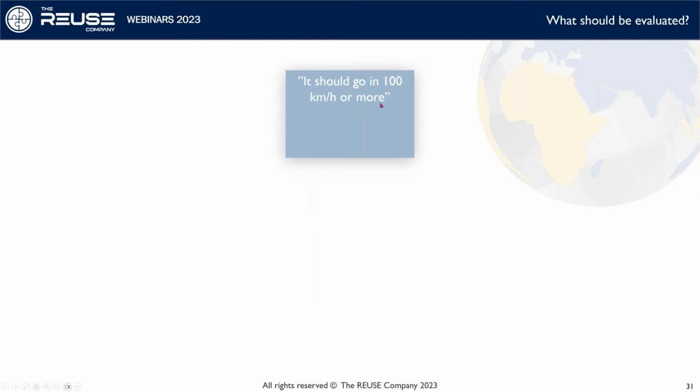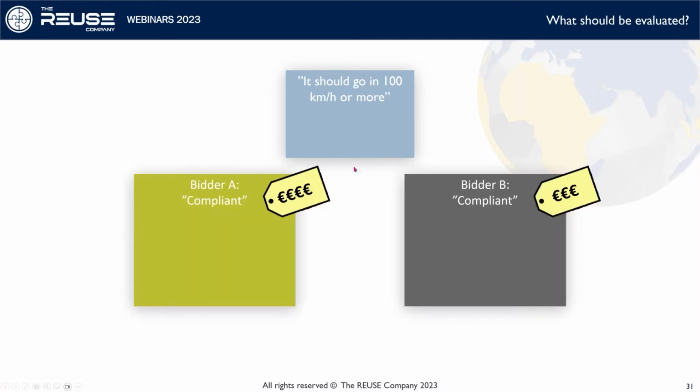So suppose you have a number of requirements, a few examples here. Here's the should requirement, specifying some sort of speed for whatever system we're buying. If you ask for this, you get compliant, and you get compliant, and you'll have price tags. So again, you will have no way to make a good comparison other than by price here.